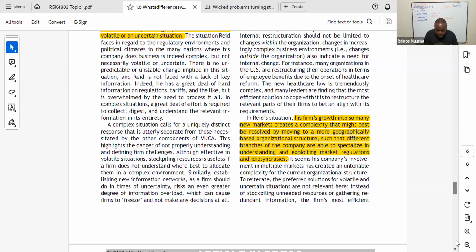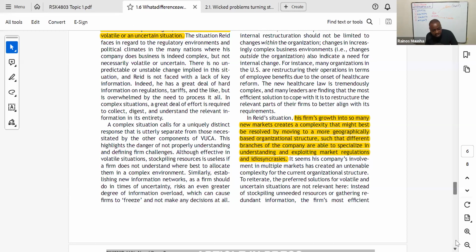So they go on further to say, in Reed's situation where they give us a case study, his firm's growth into so many new markets creates a complexity that might best be resolved by moving to a more geographically based organization structure, such that different branches of the company are able to specialize in understanding and exploiting market regulations and idiosyncrasies as well. Basically, you start your company in South Africa, but then you realize that there's demand in Botswana, there's demand in Nigeria, there's demand in Iran, there's demand in different countries as well.